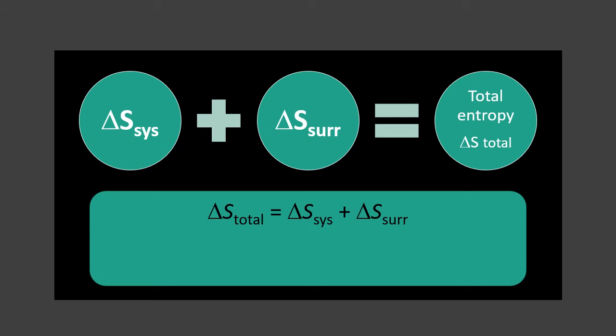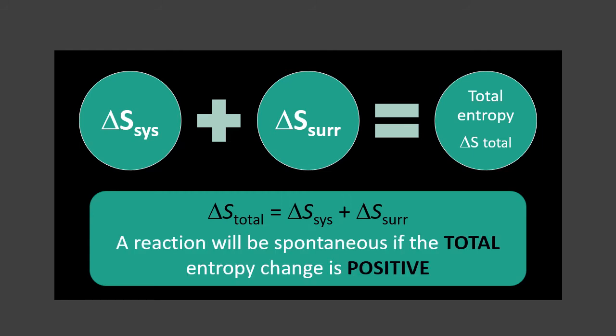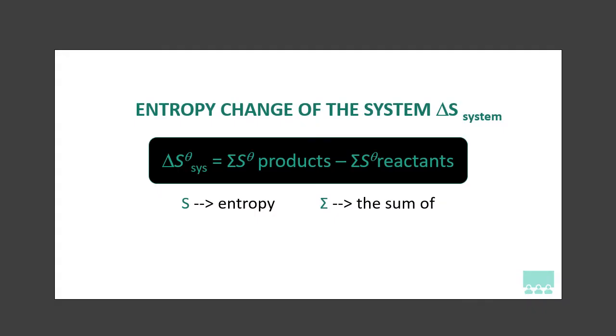As you can see, it includes both entropy of the system and surroundings. And for a reaction to be spontaneous, that is feasible or possible, or for it to occur, now these are terms which we will use interchangeably, the total entropy change must be positive. So we need both entropy change of system and surroundings for this calculation. Right, since we have already seen how to calculate the entropy change of the system using this expression here, let's have a look at how to calculate the entropy change of the surroundings.